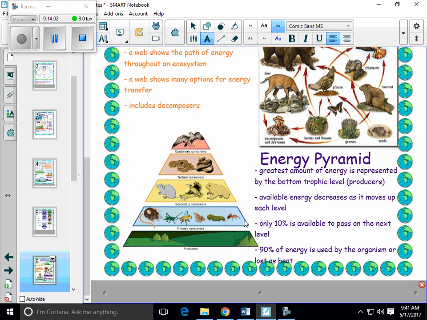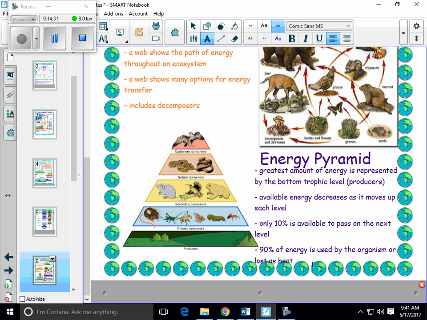From level to level to level, each level is only getting 10% passed on to them. So of all the energy that the producers have, which is a lot, when those herbivores eat the plants, they're only getting 10%. So what happens to the rest of the energy? So you've got 90% of the energy that isn't going up to the next level.